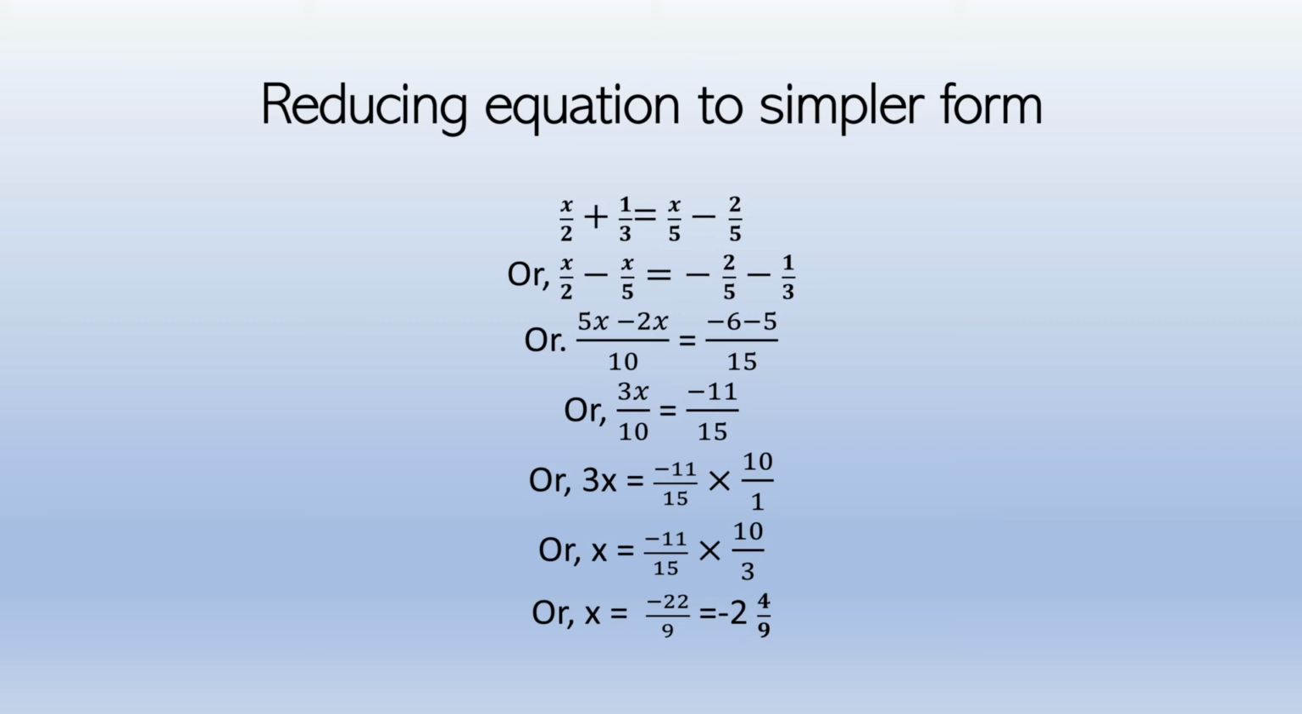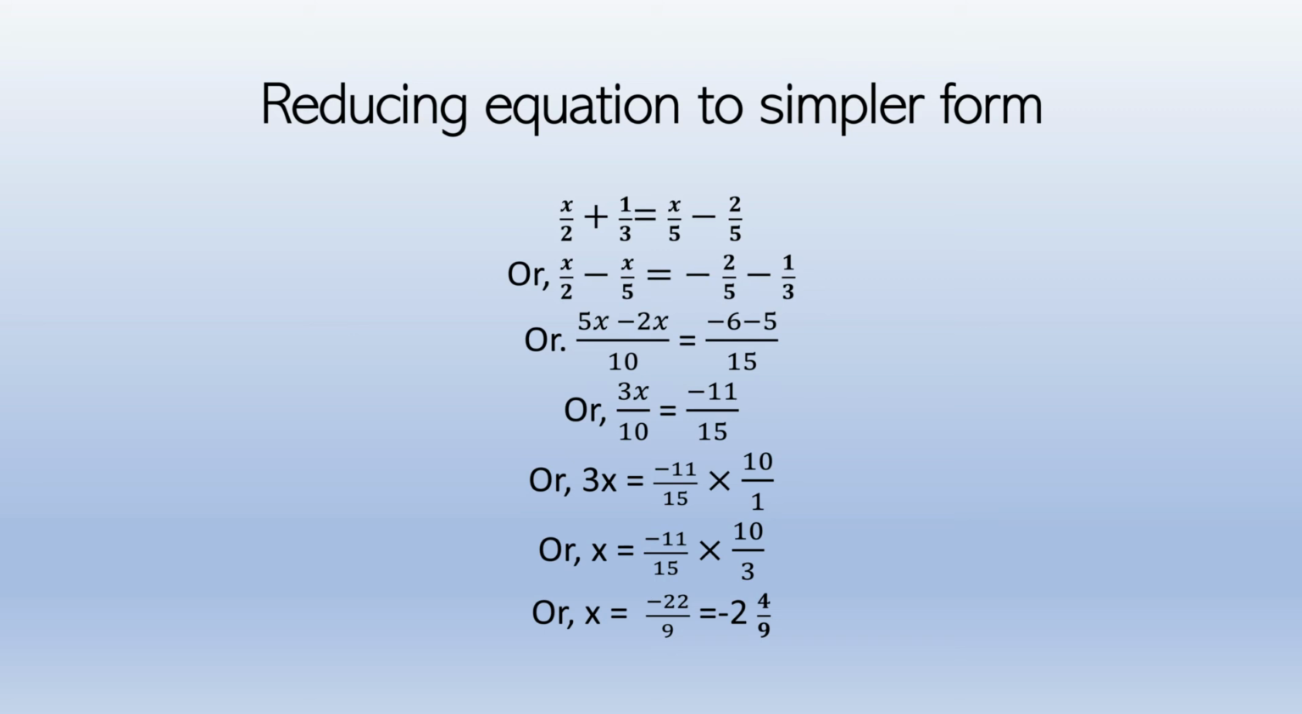Here 3 by 10 is the coefficient of x. We will break it term by term. First we are going to break 10. We are going to change 10 from the left hand side to the right hand side. Here we can see 10 is in a divide sign with x. So when we change 10 from the left hand side to the right hand side, it will change its sign from divide to multiplication. So our next step is 3x equal to minus 11 by 15 into 10.